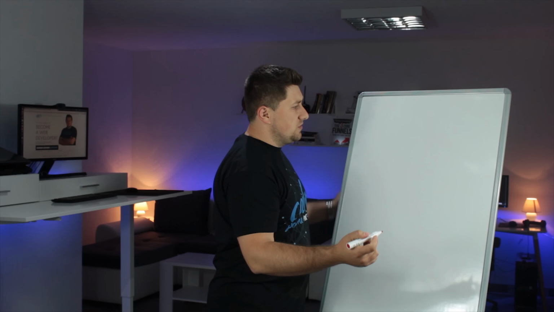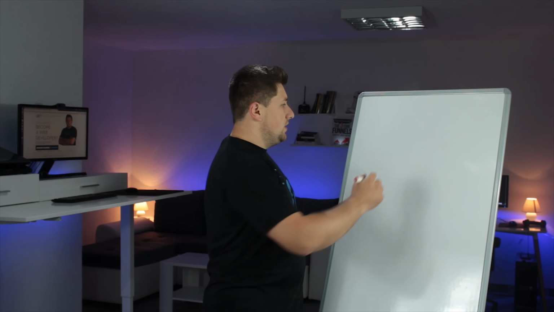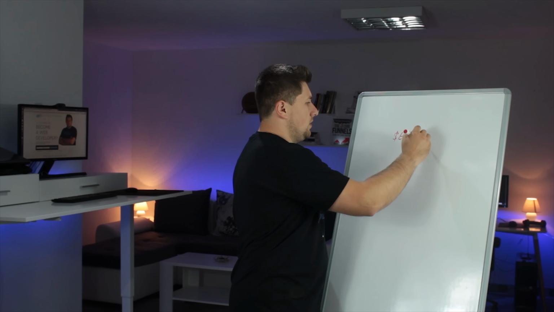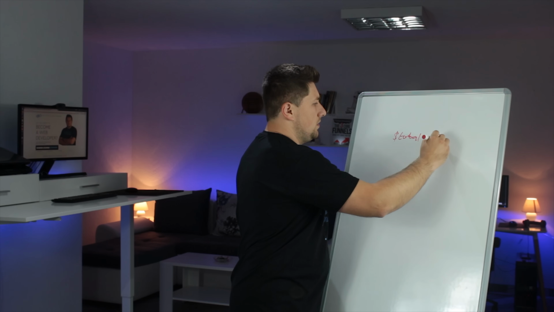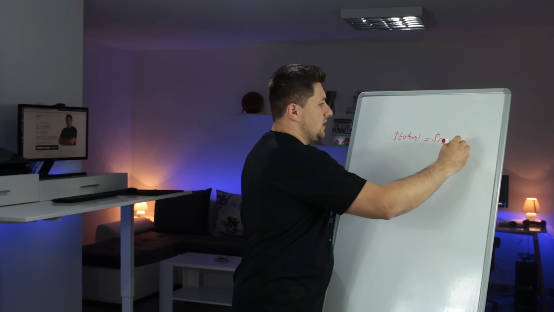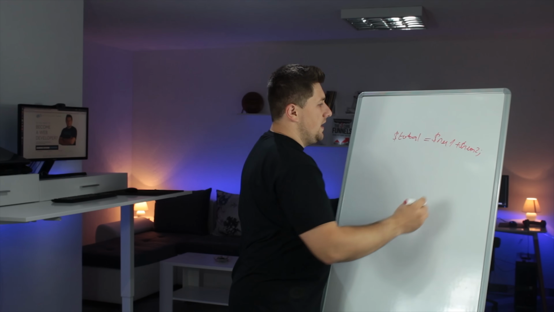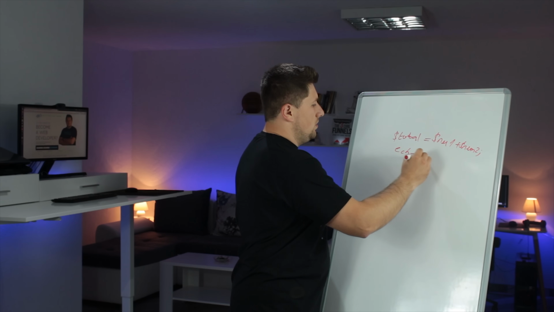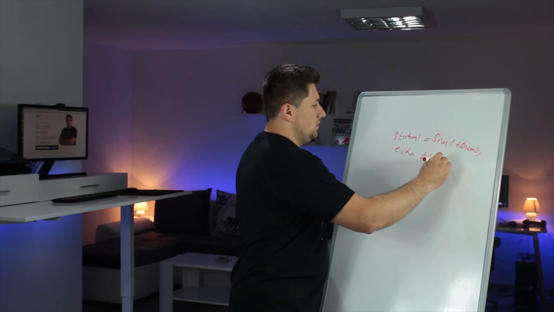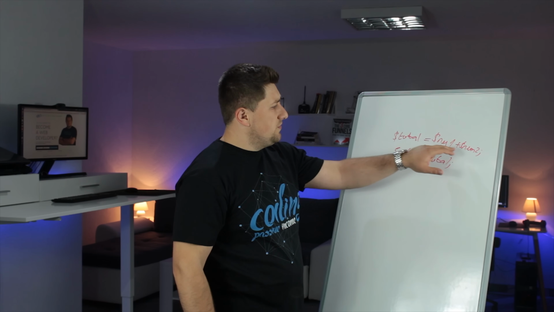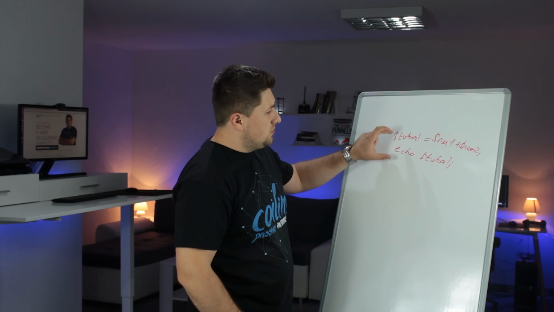we have a part of the code that sums 2 numbers. So let's say total equal number 1 plus number 2, and we will just do echo total. Okay, so if each time we have 2 different numbers, we will each time need to write this code.